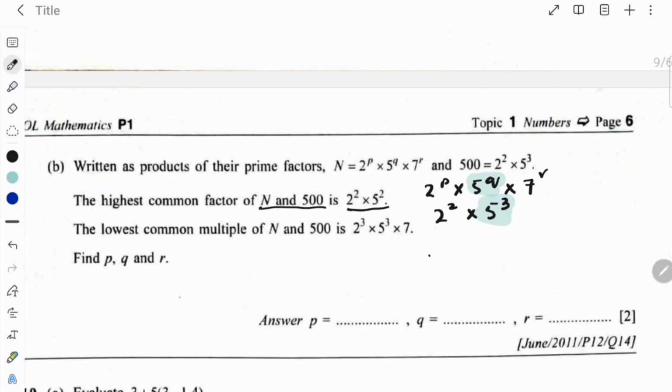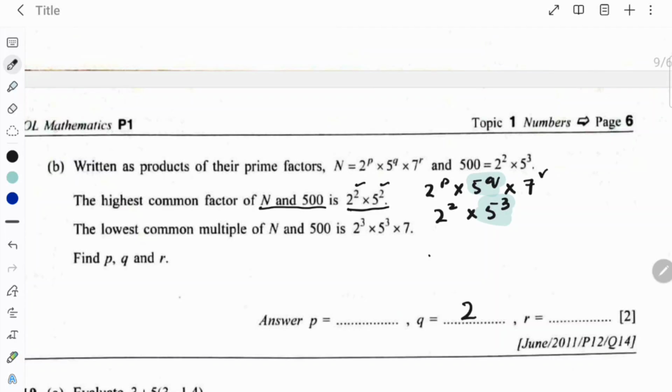2. Obviously we can't take 3, it will be a number which has a different common factor. Whenever we take 5 square and 5 cube, the HCF in between will be 5 square. The HCF is 5 square and 2 square. So that's why our q will be equal to 2. Okay, q will be equal to 2.